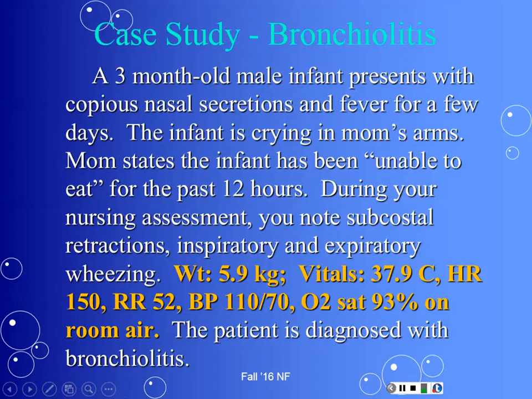Temp is 37.9. Heart rate is 150. Respiratory rate of 52. Blood pressure is 110/70. And SATs are 93% on room air. And they diagnosed the patient with bronchiolitis. How do we diagnose bronchiolitis? Carefully. What do they do? What do they send off? What kind of test? I love it. What kind of testing do we do for bronchiolitis?